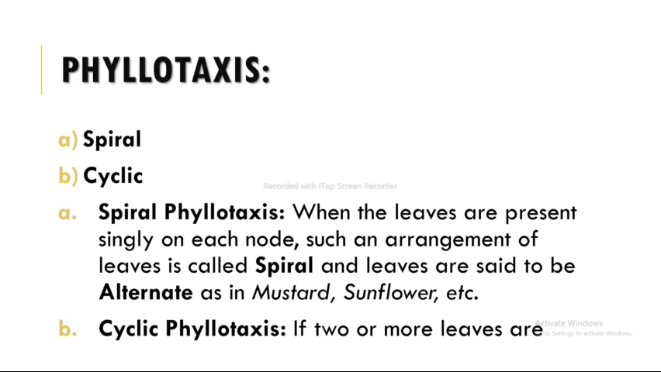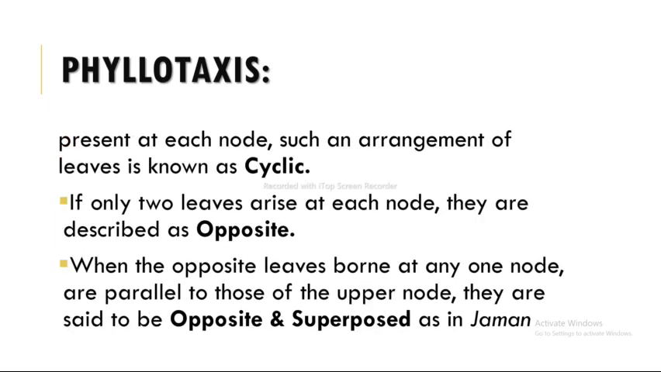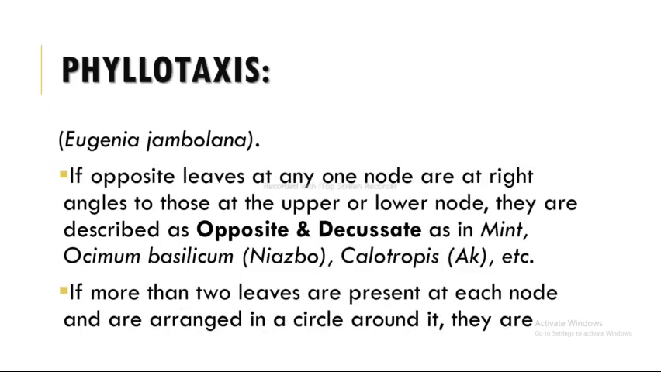Second type is the cyclic phyllotaxis. If two or more leaves are present at each knot, such an arrangement of leaves is known as cyclic. And if only two leaves arise at each knot, they are described as opposite. When the opposite leaves born at any one knot are parallel to those of the upper knot, they are said to be opposite and superposed, as in jamun, which is also known as Eugenia jambulana.